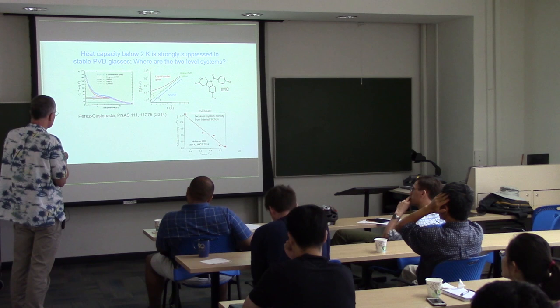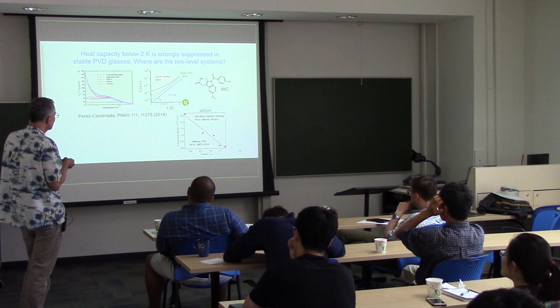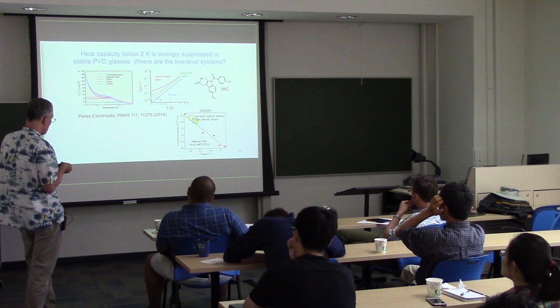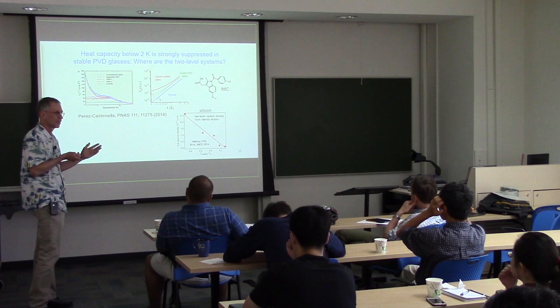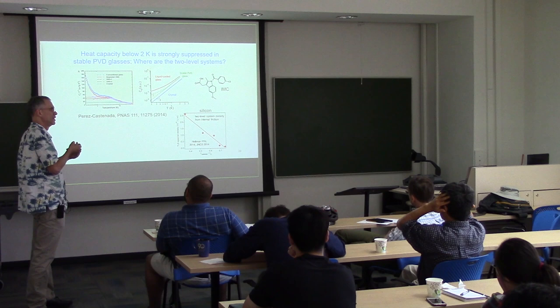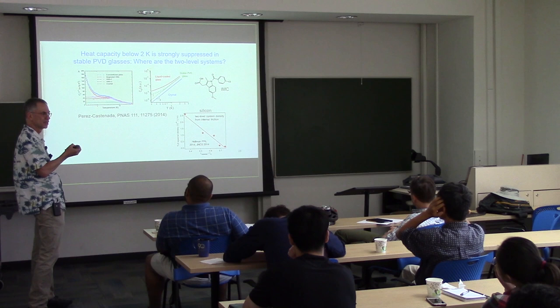And Francis's group has produced amorphous silicon and shown that by changing the substrate temperature in a deposition process, they can modulate the number of two-level systems by, I think, at least a factor of 50. And so again, this connects into some of the technological interest in developing glasses that have very little relaxation at low temperatures, to be able to make different kinds of glasses that would be optimized in that way.